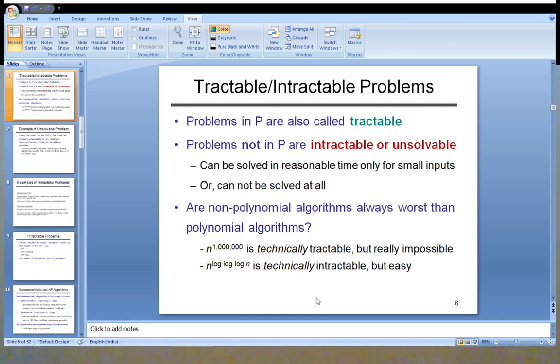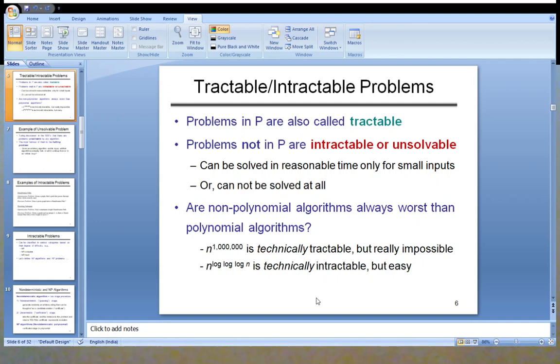Besides this, on the basis of the complexity, the problems are divided into certain categories. The ones that are P problems are called the tractable problems. The problems that are not in P are called unsolvable or intractable problems. They can be solved in reasonable time only for a small input or cannot be solved at all. There are some problems which can be solved for small size inputs but cannot be solved for large size inputs. That kind of problem will not be considered a polynomial problem.